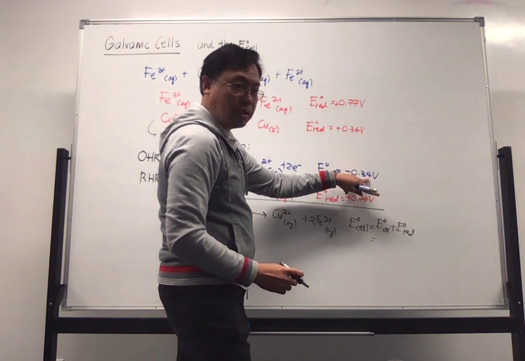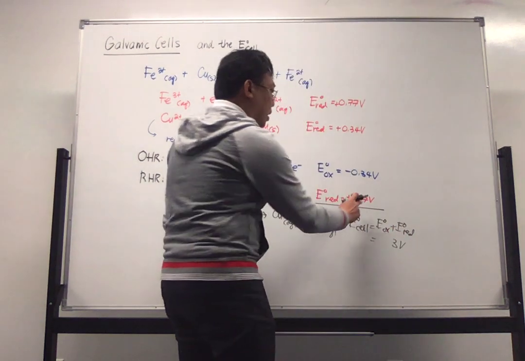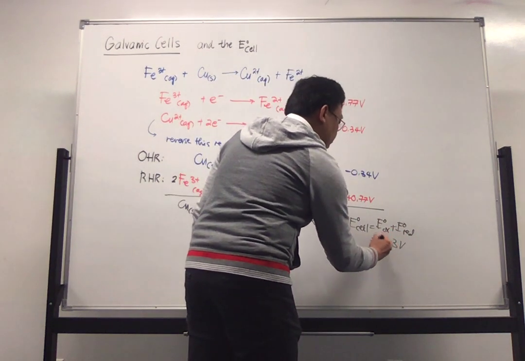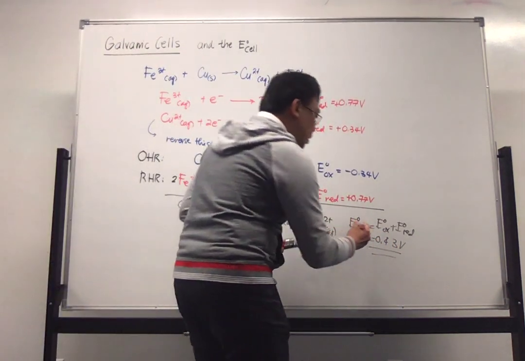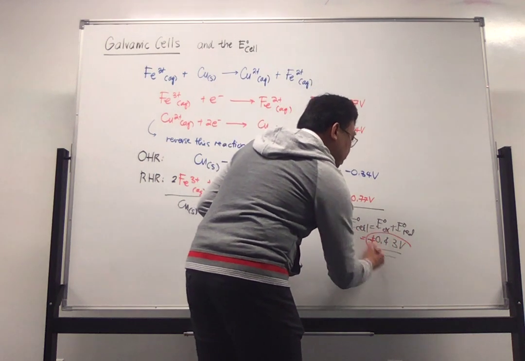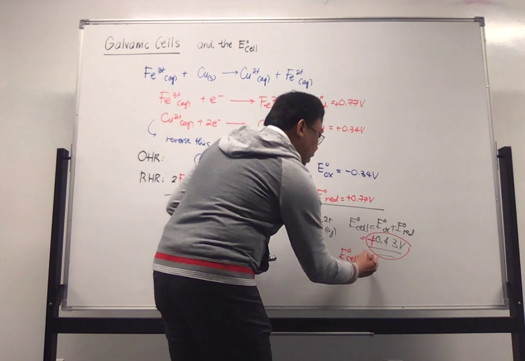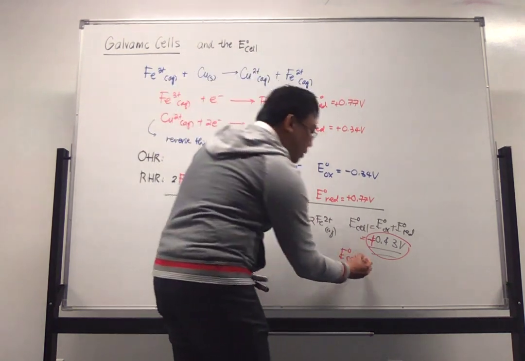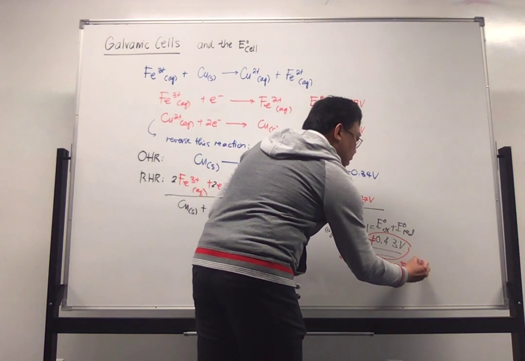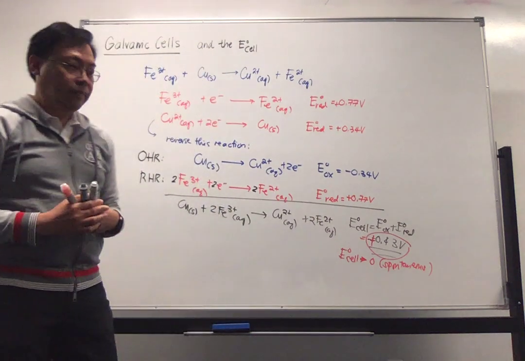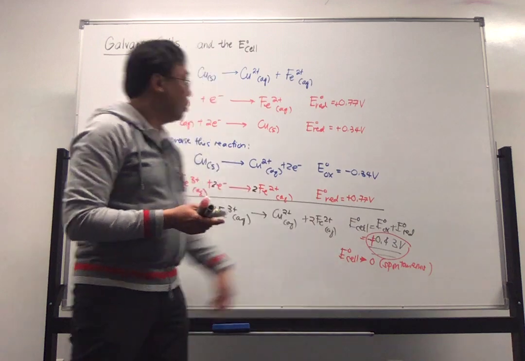77 minus 34. So that's 7 minus 4 is 3. Okay, 7 minus 3 is 4. Now that's 0.43 volts, which is still positive. Now, a positive value for the electromotive force of the cell, if it's positive, that means this reaction is occurring spontaneously. So that will be our basis for spontaneity when we talk about electrochemical cells or galvanic cells.